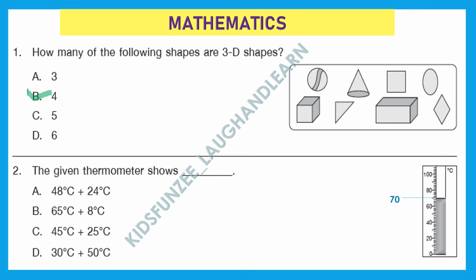Let's see, 48 plus 24 degrees Celsius gives you 72. 65 plus 8 degrees Celsius will give you 73. 45 plus 25 degrees Celsius is giving you 70. And then 30 plus 50 will give you 80. So we already got our right answer. That is option C. Option C is giving you the same degree which this thermometer is showing.